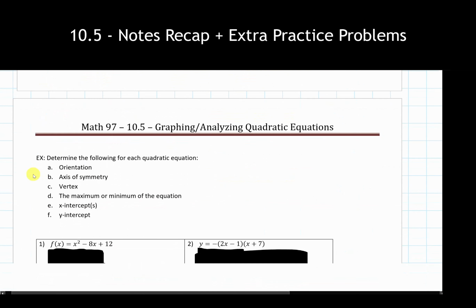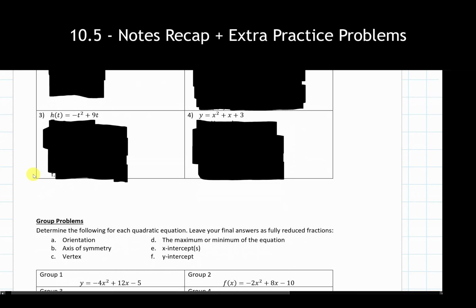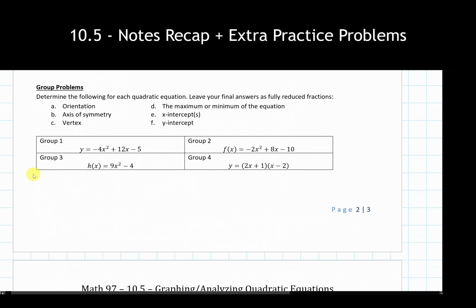We had our examples, and I'm going to scroll us down to some group problems or practice problems if you want to give them a go for yourself. I'd recommend pausing the video here if you want to give any of these a try, because I'm going to scroll down here and go to our answers for these.